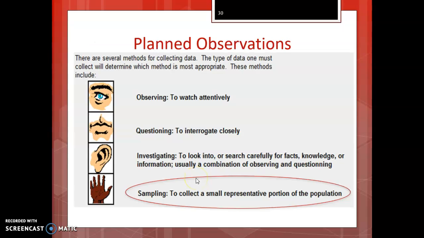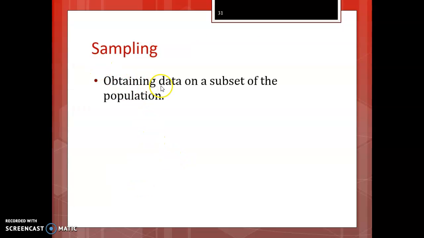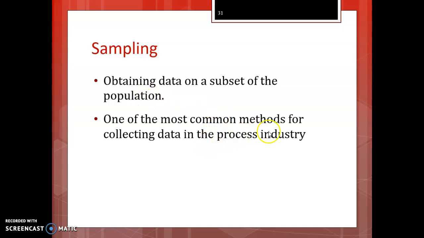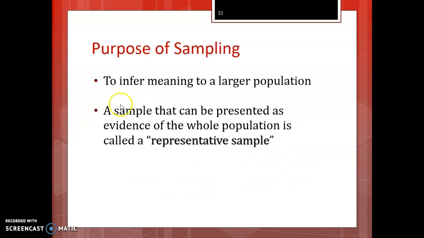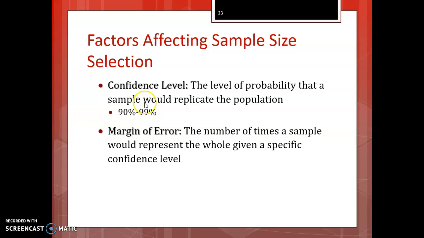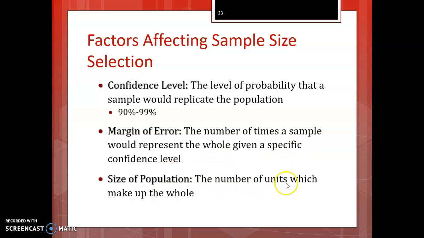Let's talk about sampling. Sampling is obtaining data on a subset of a population. It is one of the most common methods used all the time. The advantages are reduced cost, less time for data collection, and more complete and accurate data. It means that you're inferring from a larger population, so you always want a representative sample. Make sure that when you take the sample, it is representative. Here you want to look at confidence level, the level of probability that the sample would replicate the population, at least 90%. Then the margin of error, the number of times the sample could represent the whole given the specific confidence level, and the size of the population.